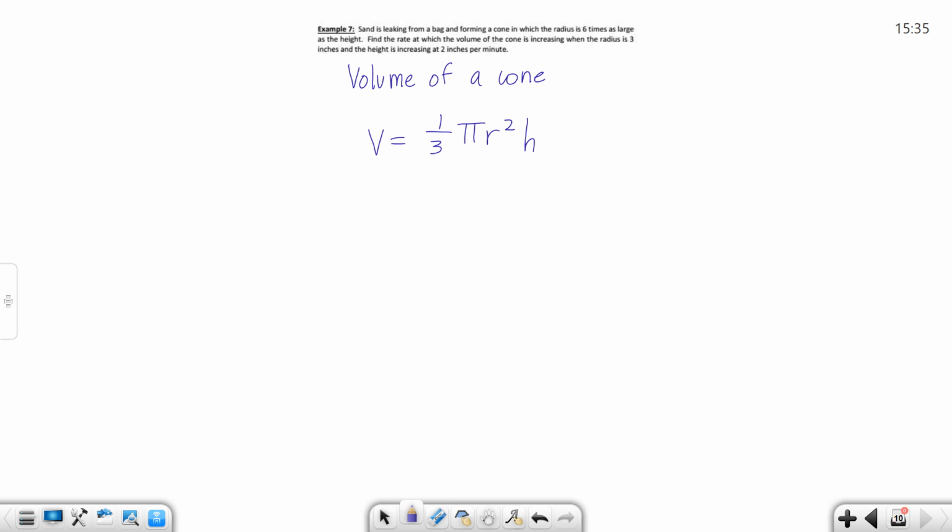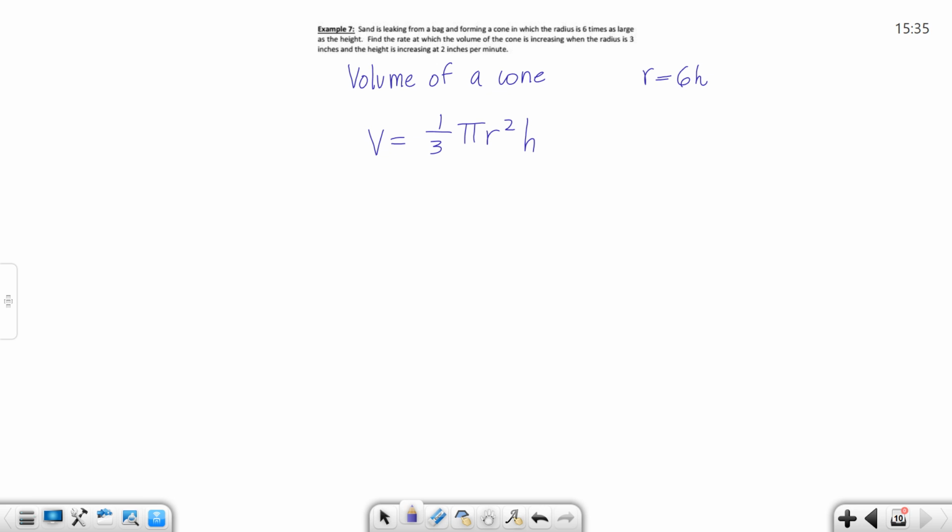Now there's a problem here. I can't take the derivative with all three of these variables, so I have to condense one of the variables. Volume's fine, but if you read through the problem, on the top line it says the radius is 6 times the height. Now we need to use this fact where we can take the derivative and just have two terms. That way we don't have to use a product rule. We can just have two variables.